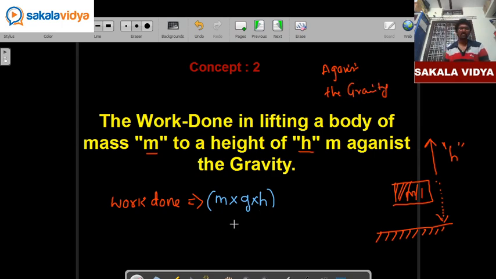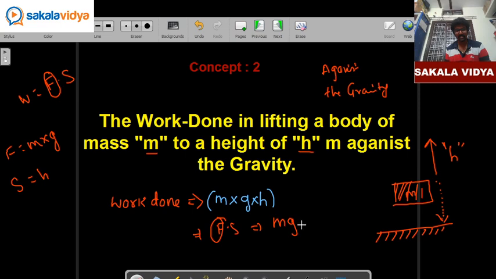So what is the formula for that? The basic formula for work done is how much? F into S. So we know F is equal to m into g. Here displacement S is equal to h. So if you substitute this, F into S is nothing but mg, where h is nothing but displacement. The work done is equal to mgh.